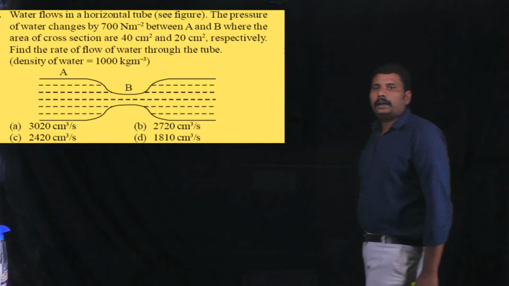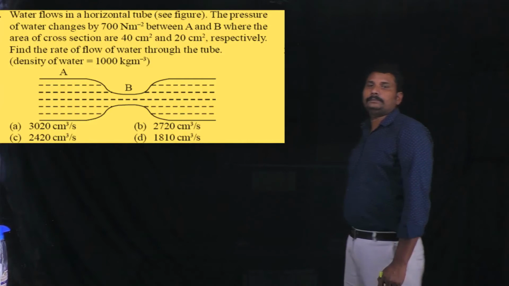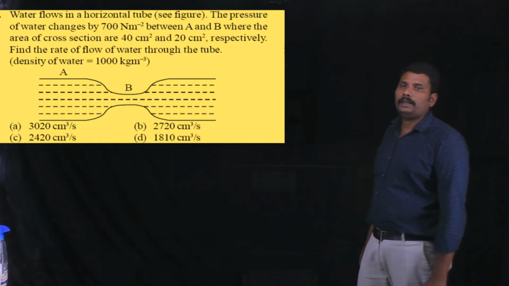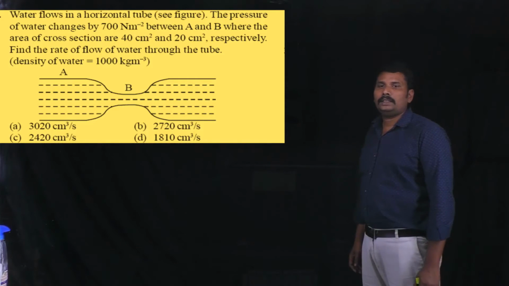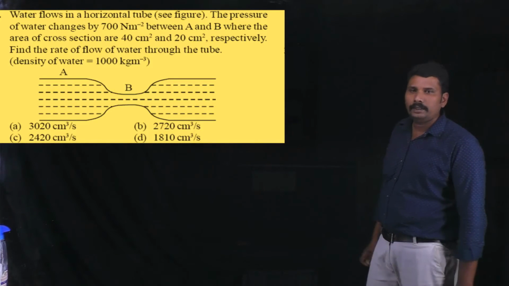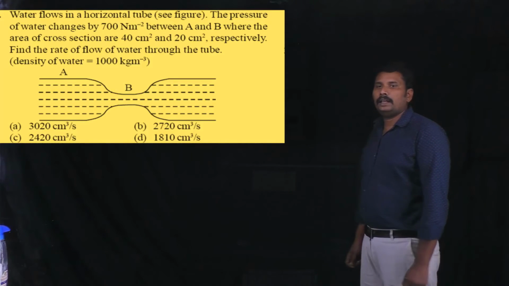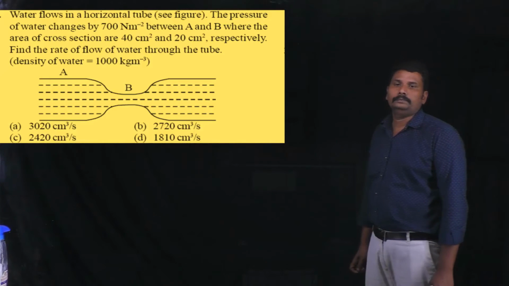Water flows in a horizontal tube. The pressure of water changes by 700 Newton per meter square between A and B, where the areas of cross section are 40 centimeter square and 20 centimeter square respectively. Find the rate of flow of water through the tube.